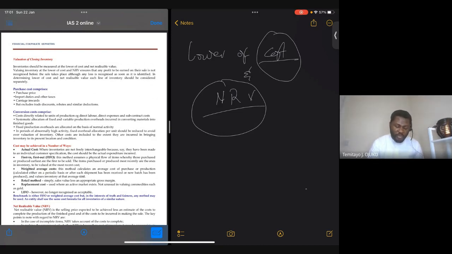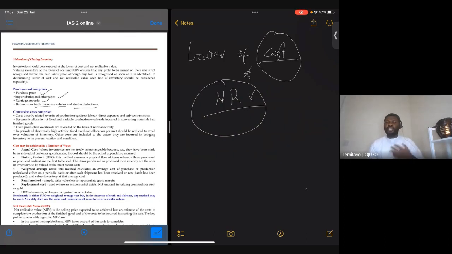First, you have the purchase price, you have the import duties and other taxes. Probably you are importing something from another country. The import duty, the taxes that will be charged on those goods by immigration. These are typical examples of the import duties we're talking about. The carriage inward, that's the transportation, any cost of carrying those inventory in. But your inventory cost should exclude trade discounts, rebates, and similar deductions.